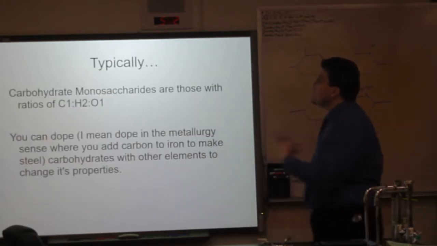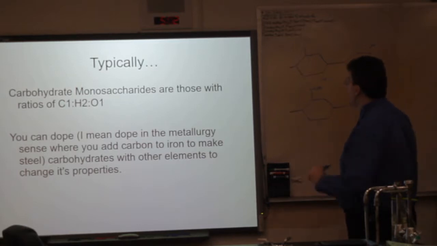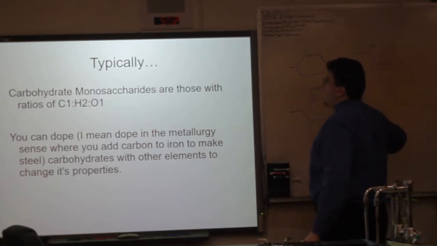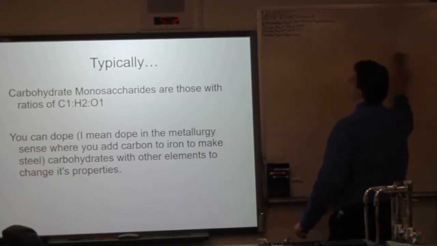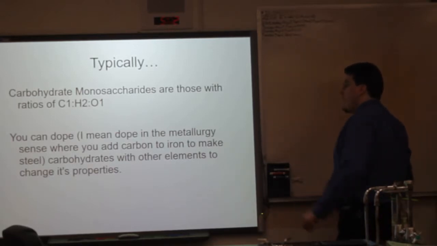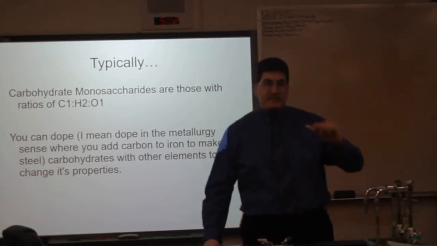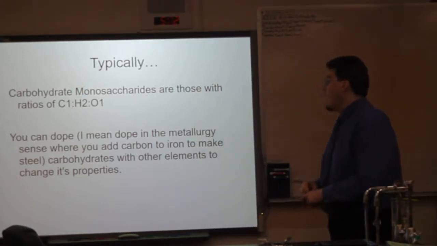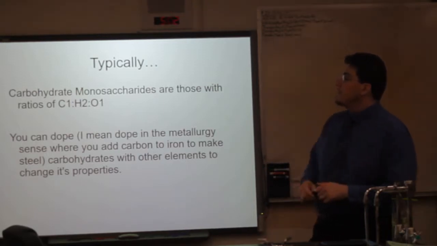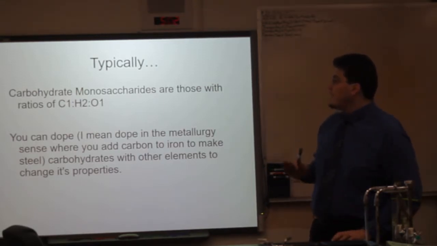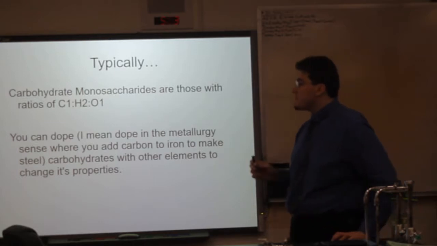Now, typically, a carbohydrate monosaccharide is one with a ratio of C1H2O1. This is what I told you. But you can dope carbohydrates with other elements to change their properties, in the sense of metallurgy, where you add carbon to iron to make steel, for example.